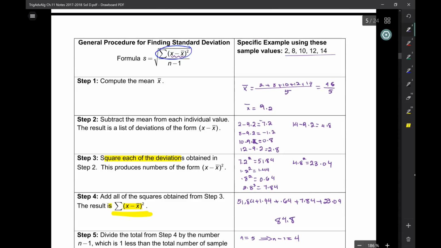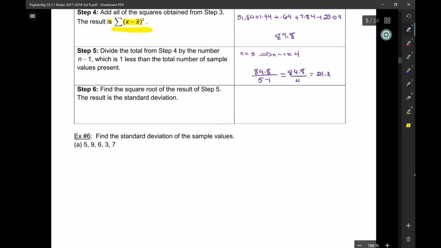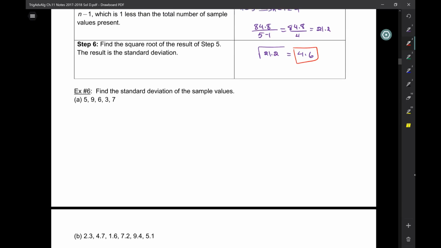And when you take that, when you divide it, what's the final thing? Square root. It's not that hard at all. 4.6. So the standard deviation is 4.6. That means, okay, on average, each value is going to be 4.6 units away from the average, from the mean. Okay. All right. So let's do that here.